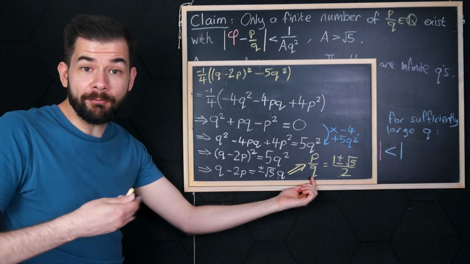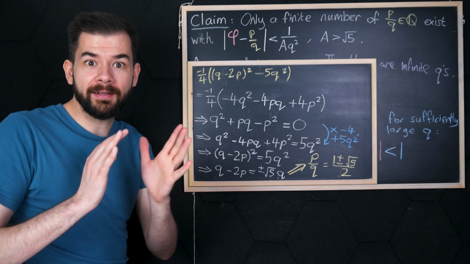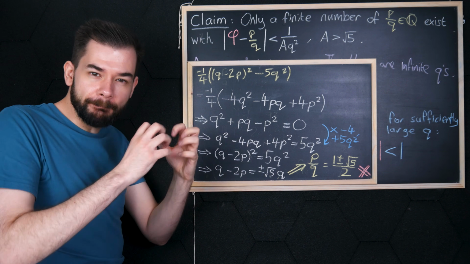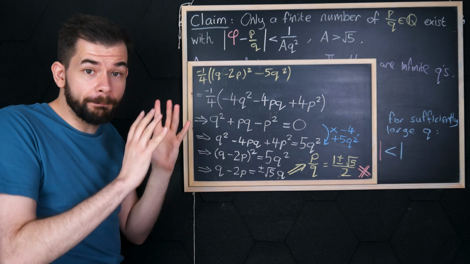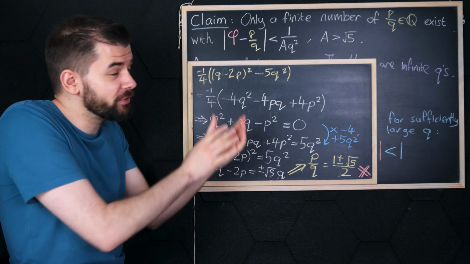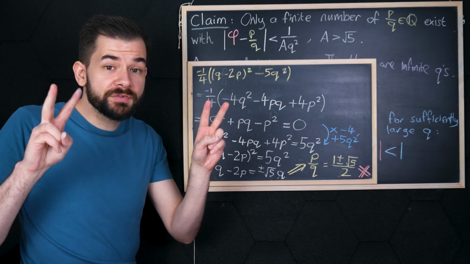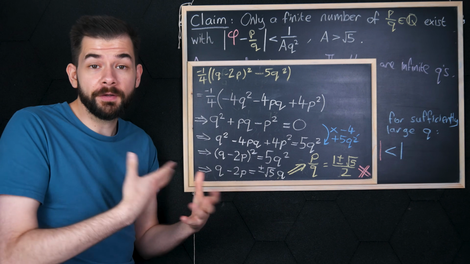P over q, a rational number, cannot be equal to 1 plus or minus root 5 over 2, an irrational number. To me, this cements the notion that phi is the most irrational number, since Hurwitz's inequality holds for all possible rationals, but as soon as you try to improve it, phi breaks it. So that's the most irrational property of phi, and it's for this reason we see phi in other natural structures as well.